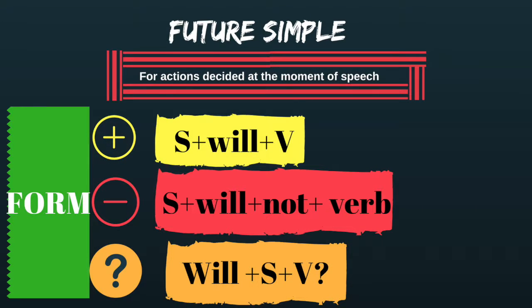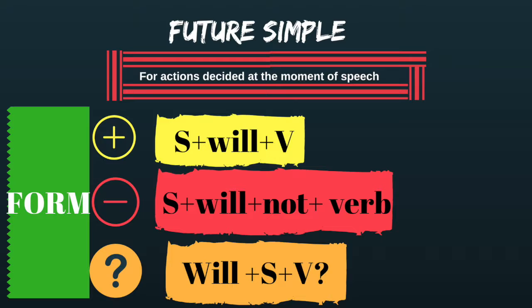Okay, so for our first subject, we are going to learn about the future simple. It is used for actions decided at the moment of speech, right? There are three forms: the affirmative form, the negative form, and the question form, also called the interrogative form. So, let's analyze it.